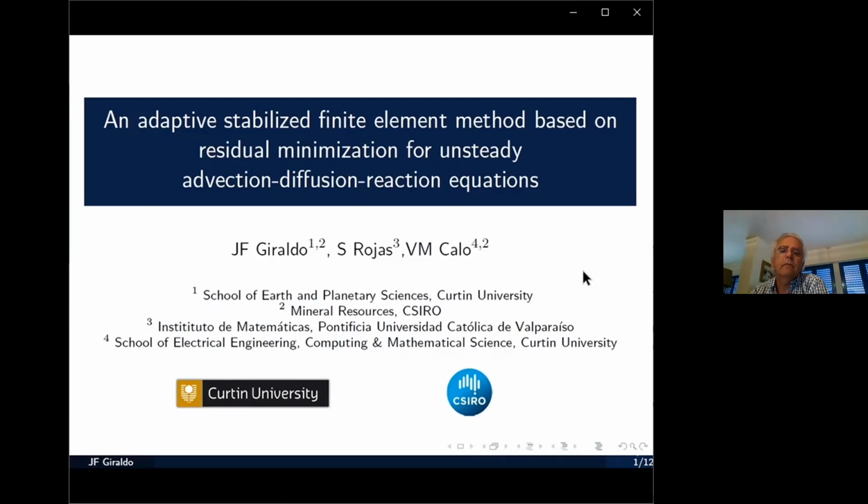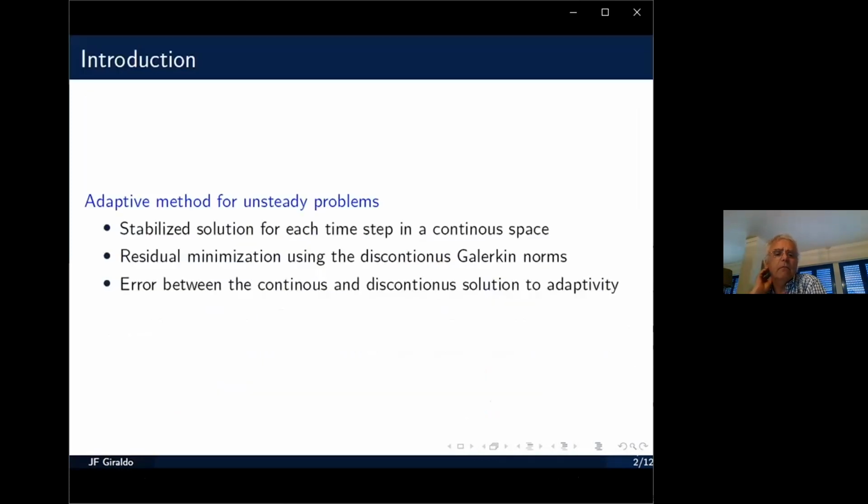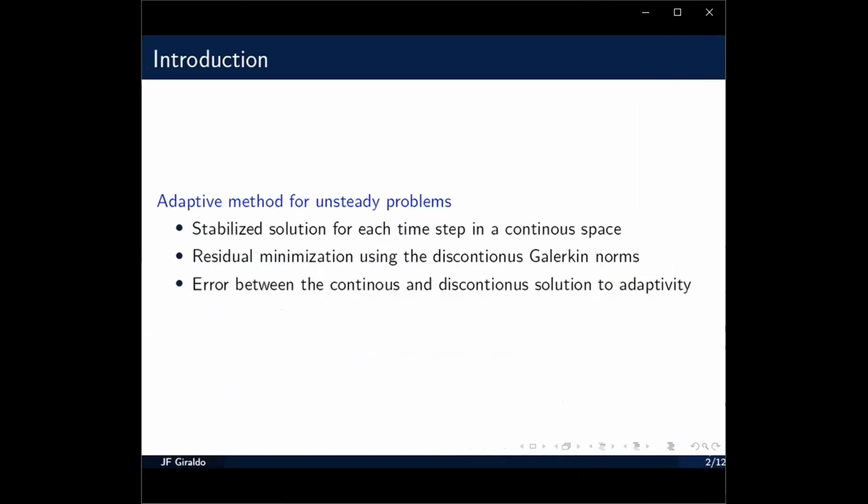Good morning, everyone. My name is Juan Felipe Giraldo. I am a PhD student of civil engineering at Curtin University. The basic idea of this work is to develop a method for unsteady problems to find, for each time step, a stabilized discrete solution in a continuous space by minimizing the residual in a discontinuous norm.